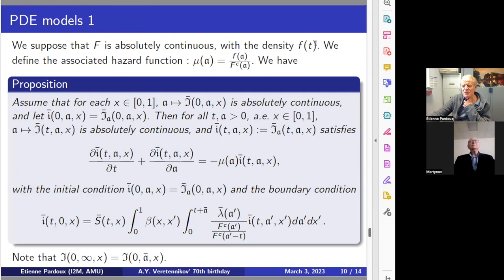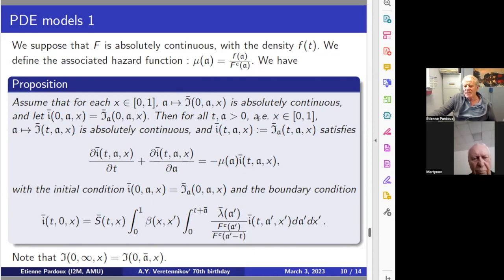F is absolutely continuous with a density little f, and I define the hazard function mu of A to be the density divided by one minus F, being divided by the probability that the person is still infectious at time A. So assume that for each x at time 0, that quantity is absolutely continuous in A, and define little I of 0, A, x to be the A derivative of J bar.